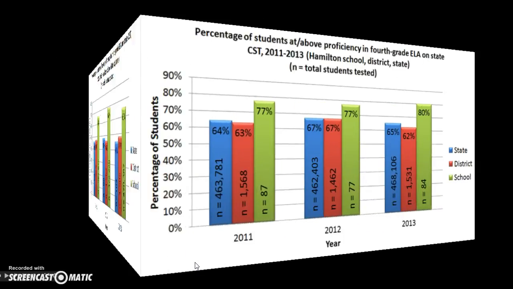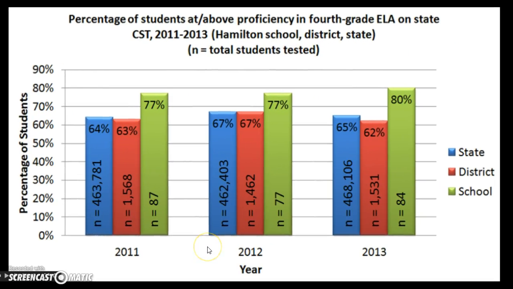In 4th grade, they also outperformed the district and the state in English language arts. As you can see here, 77%, 77%, and 80%, which is much higher than the scores of the district and the state.